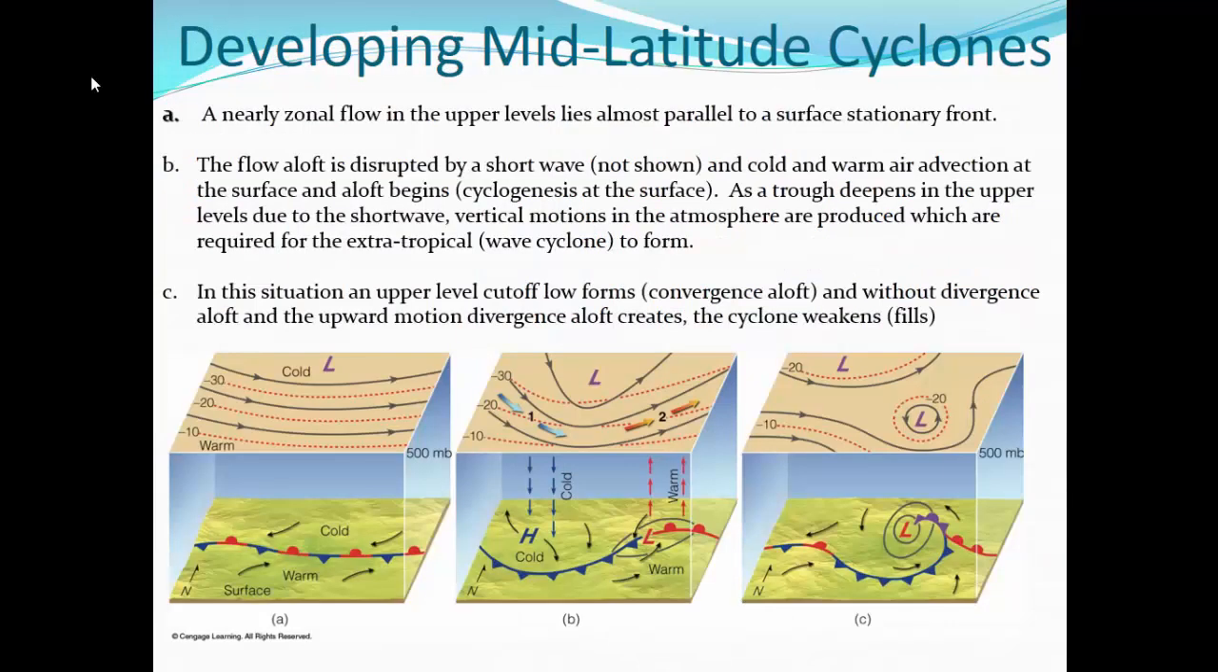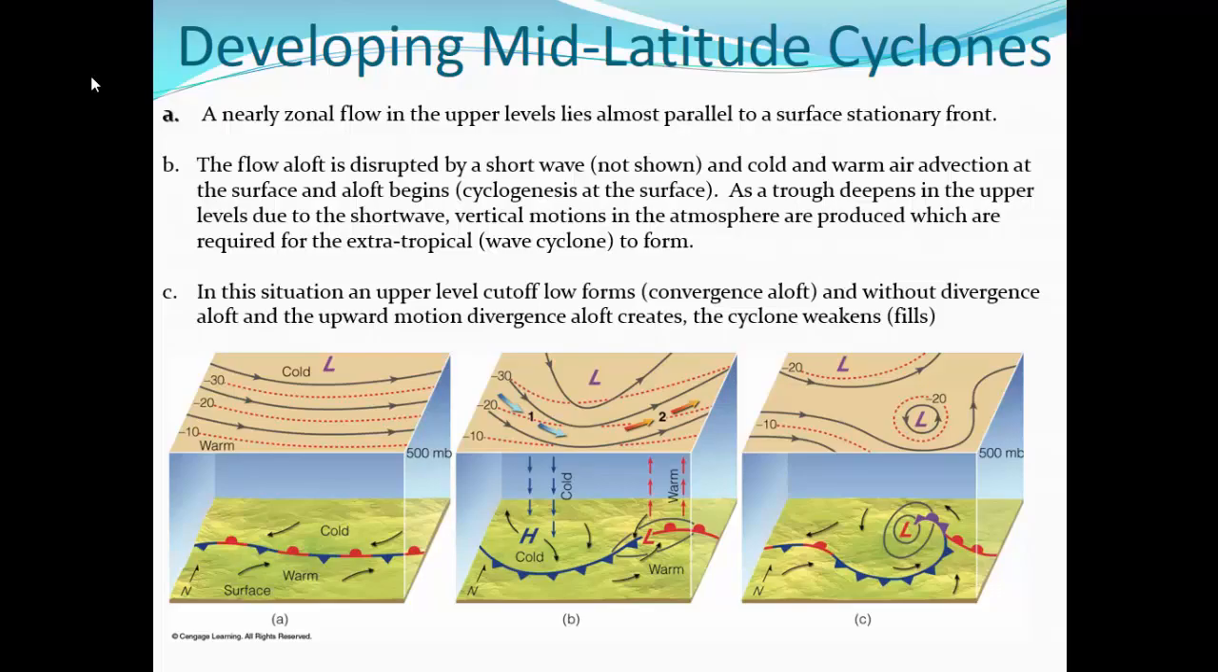So here again, a reiteration of our developing mid-latitude cyclone, or extratropical cyclone. In A, we have a nearly zonal flow in the upper levels, lying almost parallel to our surface stationary front, which in this case would be our polar front. To the north of the polar front in A, we have the polar easterlies. To the south of the polar front in A, we have the westerlies at the surface, warm from the south, cold from the north. And our long wave pattern is nearly zonal in the upper levels of the atmosphere.